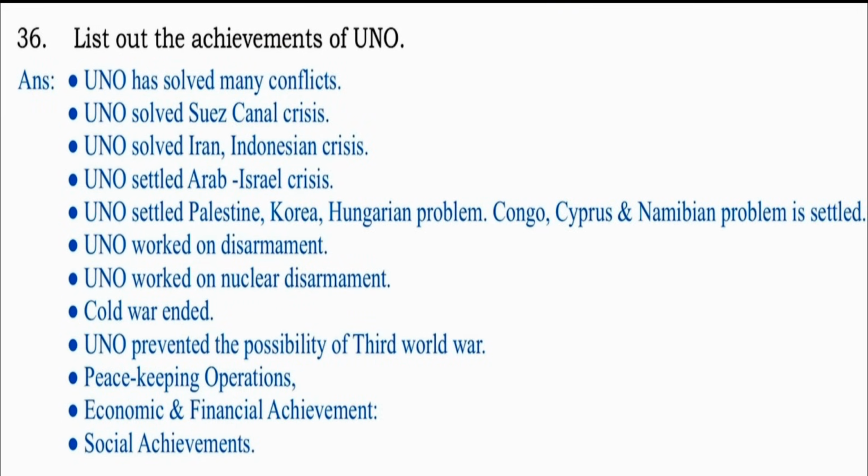Next, 36th question. List out the achievements of UNO. UNO has solved many conflicts like the Suez Canal crisis and the Indo-Ocean crisis, the Arab-Israel crisis, and the Palestinian, Korean, Hungarian, Congo, Cyprus and Namibian problems were settled. UNO worked on disarmament, including nuclear disarmament. The Cold War ended. UNO prevented the possibility of a Third World War through peacekeeping operations, and it had economic, financial and social achievements. These are all the achievements of UNO.